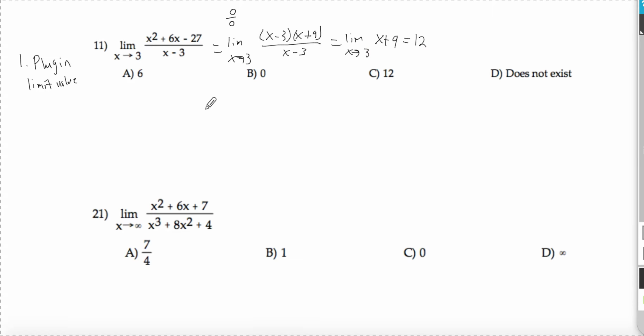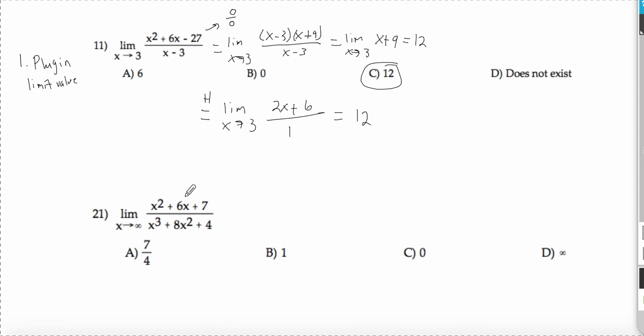If you use L'Hopital's rule, sort of our general symbol, you have to show that the limit would evaluate to 0 over 0. Then we could say, okay, we're going to use L'Hopital's rule and then take the limit as x approaches 3. We take the derivative of the top, which will give us 2x plus 6, divided by the derivative of the bottom, which is 1. We plug in 3, that gives us 6 plus 6, which will also give us 12.